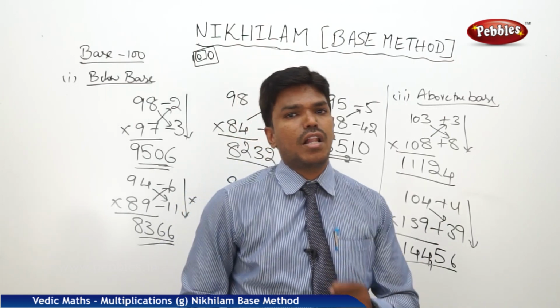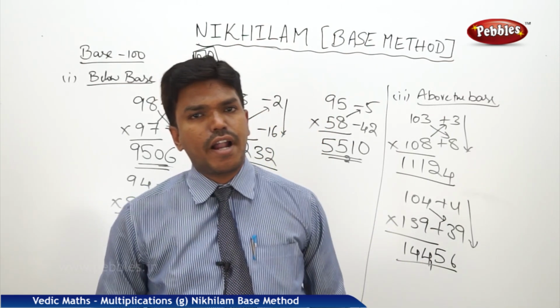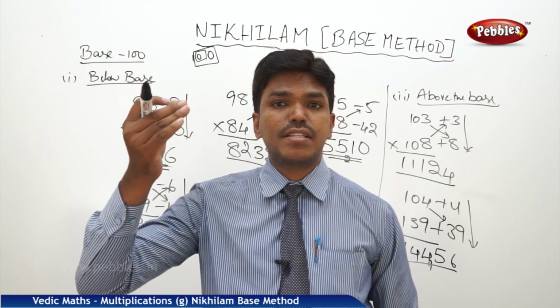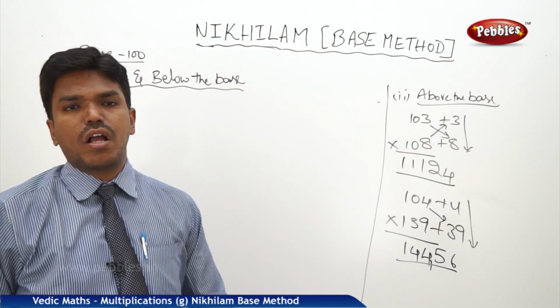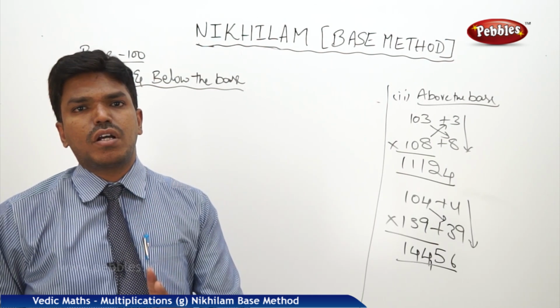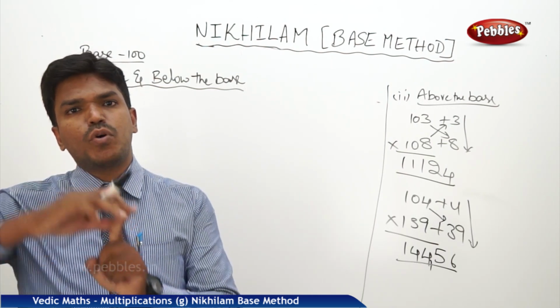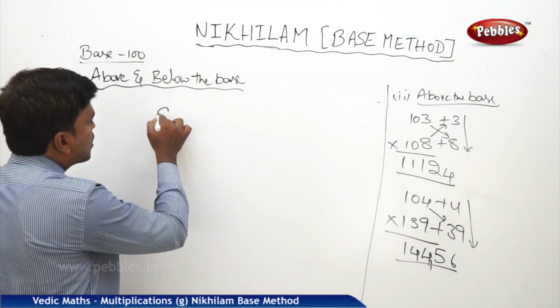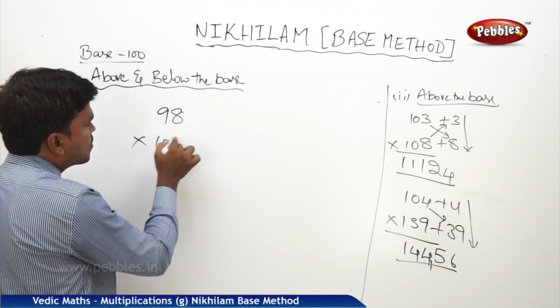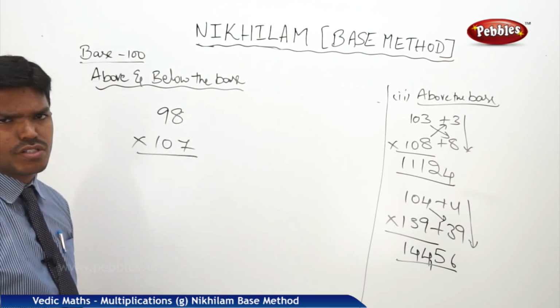So finally we will see the last case in the base 100, that is one above the base as well as one below the base. Now we will see the multiplication of two numbers, one number above the base and one number below the base with the base 100. Now let us take some 98 into 107. I want to multiply 98 into 107.